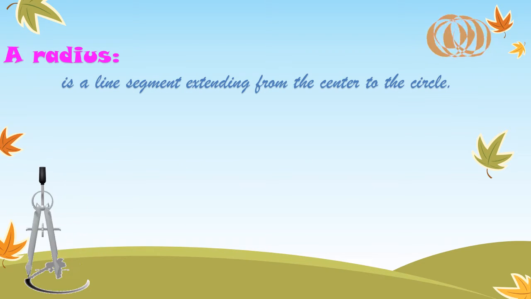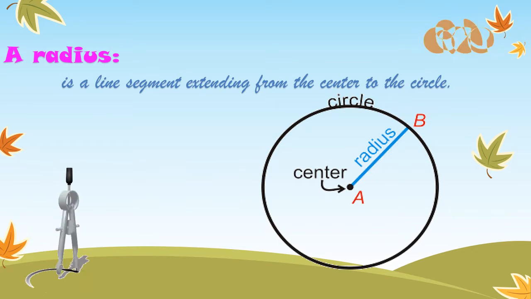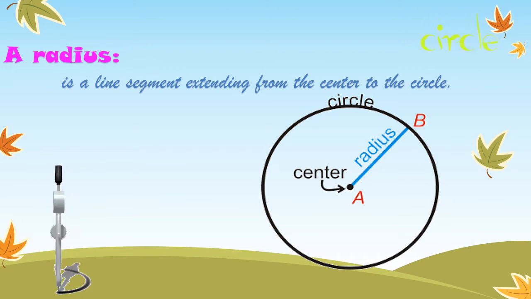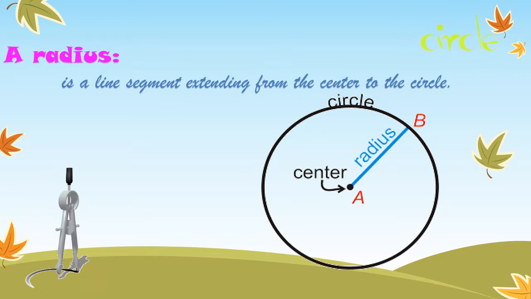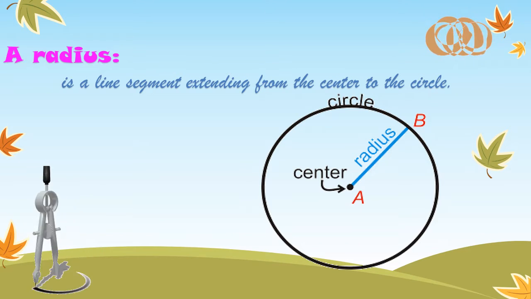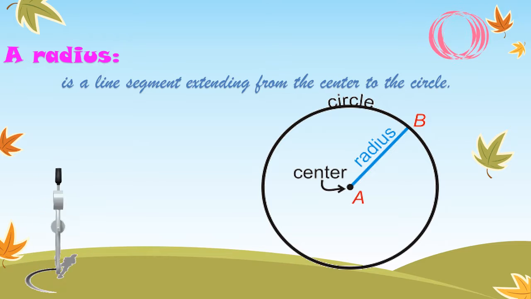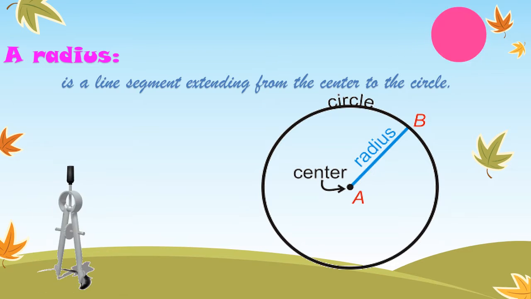Let's start. What is the meaning of radius? The radius is a line segment extending from the center to the circle. We said before that the center of the circle is very important. It plays a very important role in our circle. We can draw from it, name the circle, and know all the elements. So the radius is a line segment extending from the center to the circle, like the drawing. This is the radius.